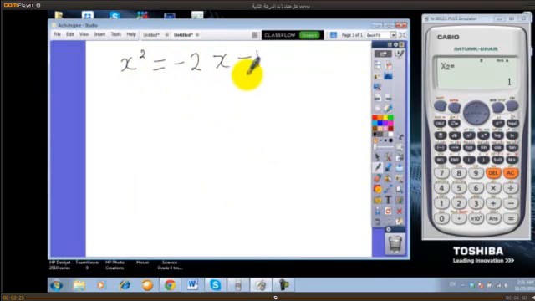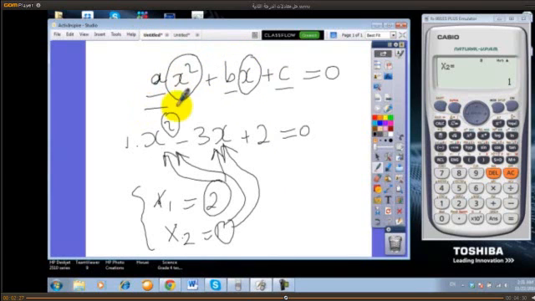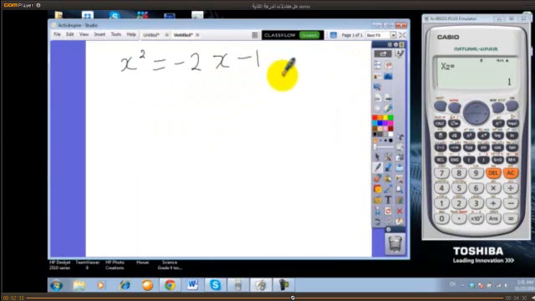Another example, x squared is equal to negative 2x minus 1. It should be arranged in the correct order first, as in the previous equation: ax squared plus bx plus c is equal to 0, which is the standard form. So x squared, I bring negative 2x to the other side, it becomes plus 2x, and negative 1 becomes plus 1, all equal to 0.